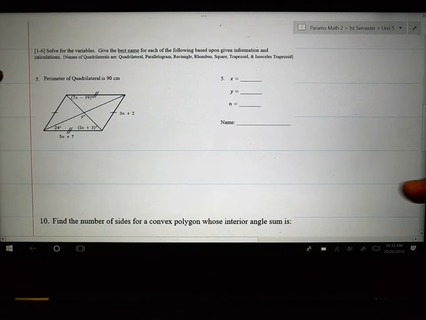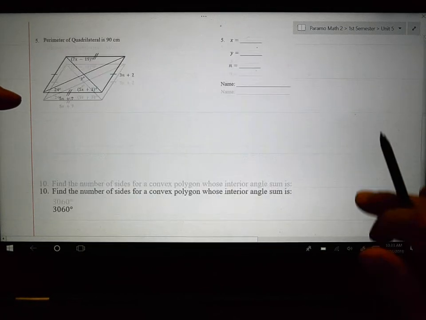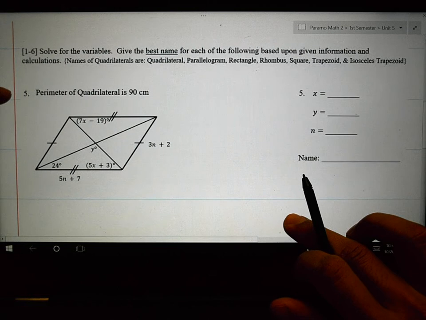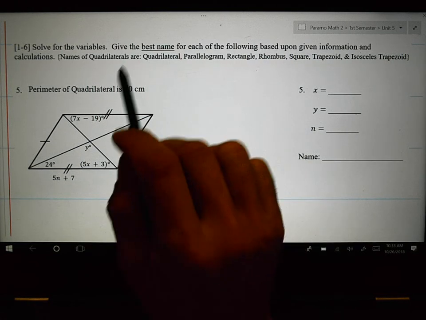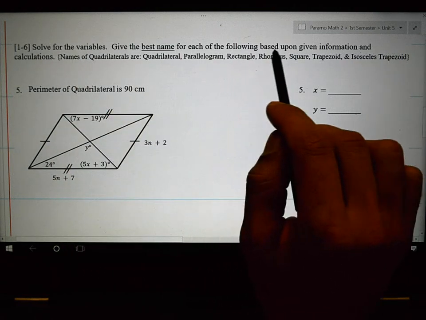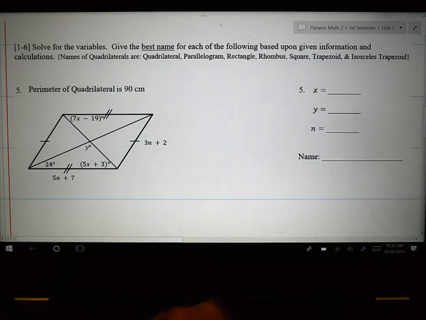So now I have chosen 3 problems, 5, 10, and 13 as examples. If you want to do these on your worksheet, you can. This is number 5. If you want to do it with me, I would recommend doing so. It says, solve for the variables. Give the best name for each of the following based on the given information.